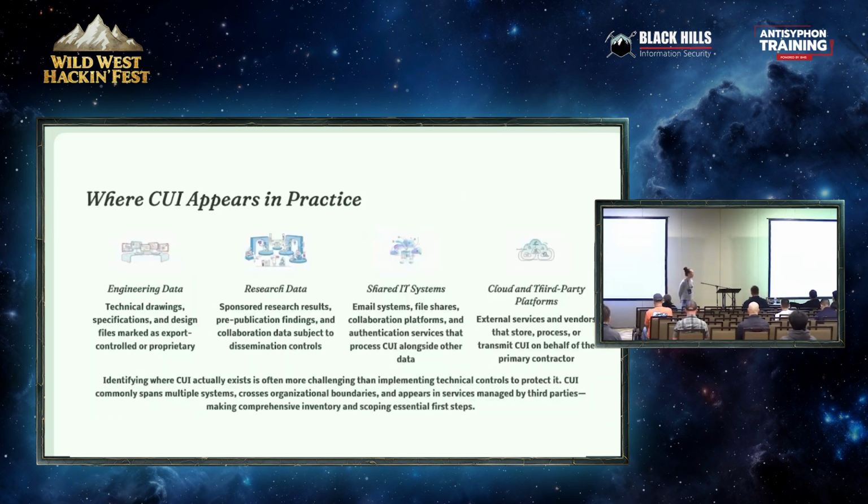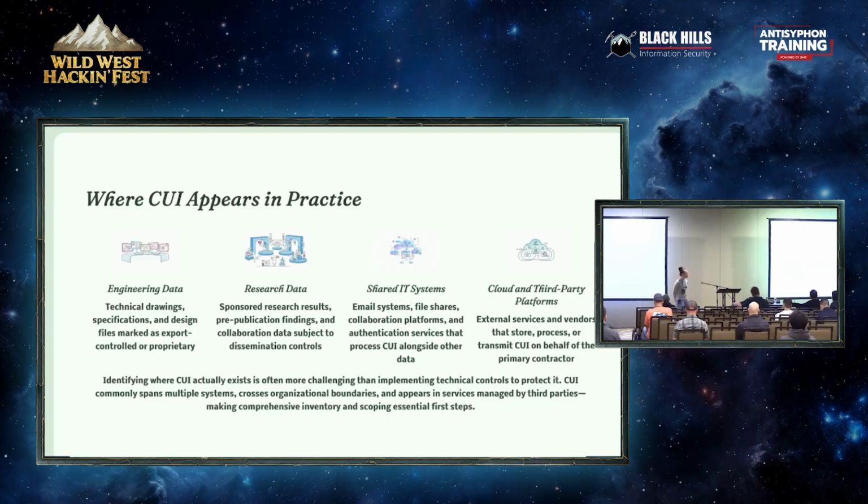Again, this is where CUI tends to appear in practice. I will tell you, in my experience, where I see people struggle with scoping, and we'll talk about this a little bit more in detail, are shared IT systems. So you're not using a separate authentication system generally for your systems that are processing CUI or FCI than you are with your just corporate systems in most cases. So how does that affect our ability to scope our CMMC domain properly? And then third-party and cloud platforms, if they are working on your behalf, they are part of your scope.